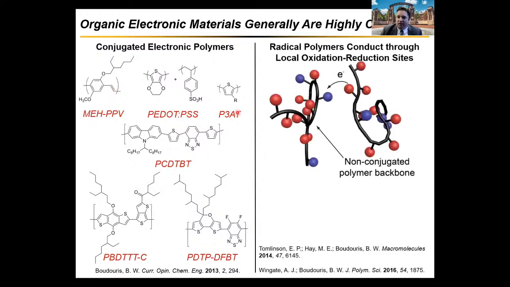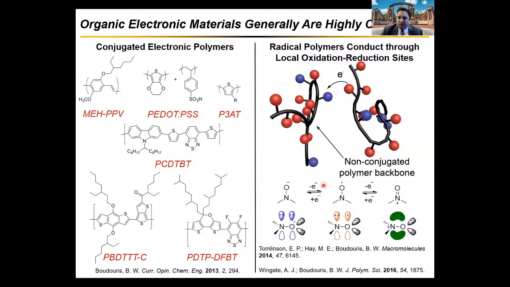Here, instead of relying on conjugation, we're going to look at the polymer physics such that we can control the spatial distance between these redox active sites, such that they're able to pass charge through local oxidation reduction reactions. And these redox reactions are things like going from a neutral nitroxide radical to something like an oxyammonium cation.